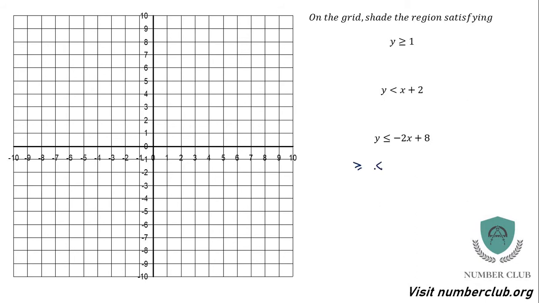Greater than or equal to or less than or equal to requires you to draw a thick line, just a proper line, okay? Whereas greater than or less than are dashed. Okay, the way that I remember that was if it's got a line, draw a line.